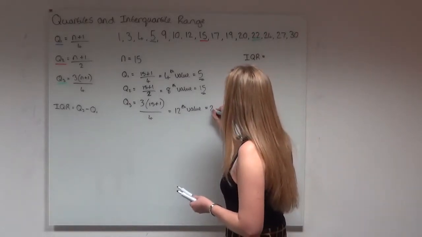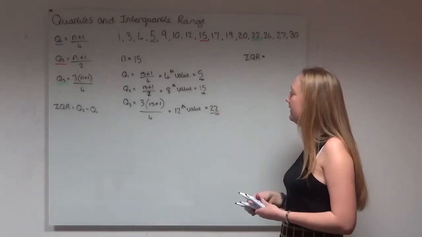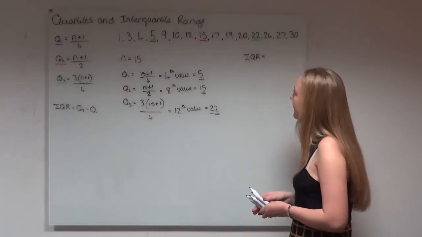So now we have 3 values, one for each quartile. The first quartile is a value of 5, the second 15, and the third 22.